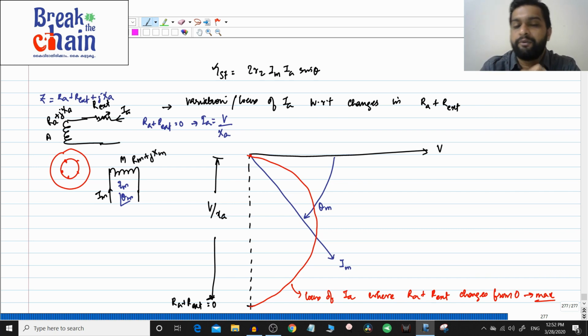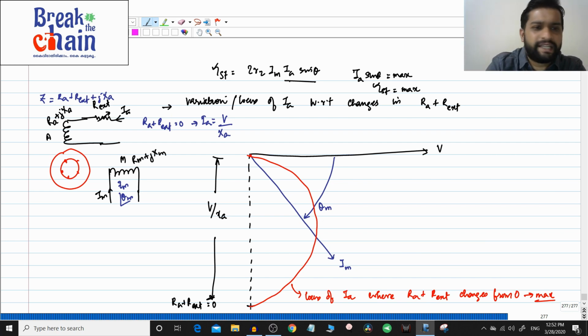Okay, I want you to think about that. Actually, it is not theta equal to 90 degrees which is maximum. It is Ia sin theta that should be maximum for the starting torque to be maximum. So, from this locus of Ia, we have to find that value of Ia where Ia sin theta is maximum. That is the important point here, right? So, how do we do that? A simple technique is there. It is basically a geometric technique.